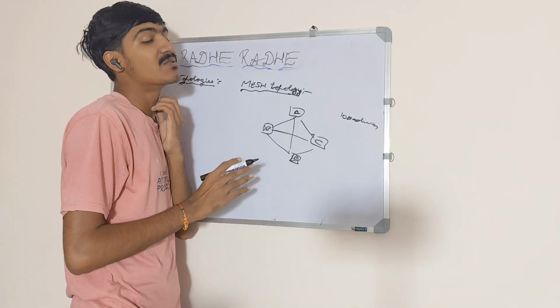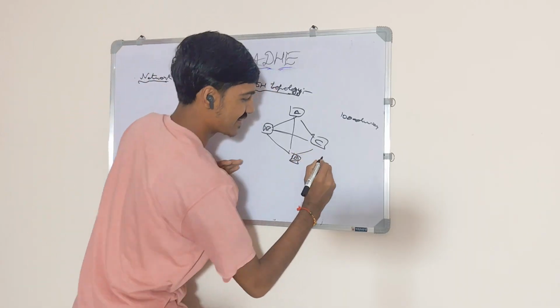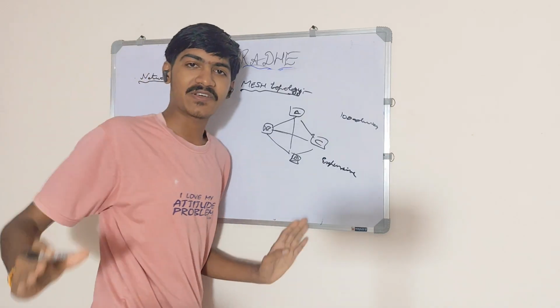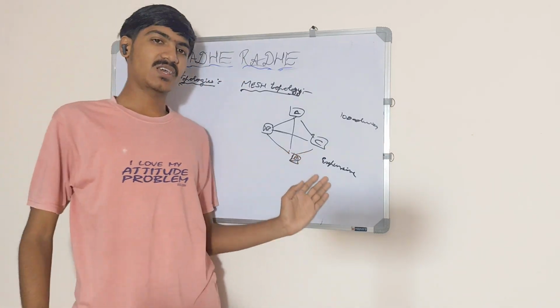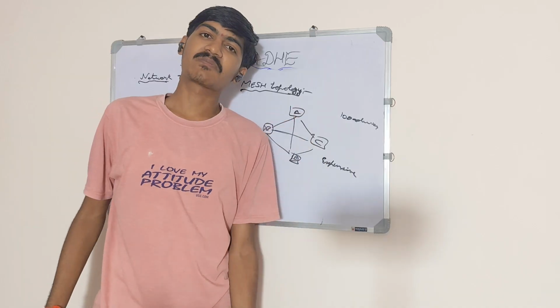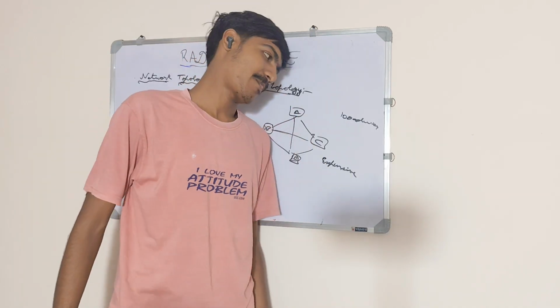That is mesh topology. Biggest advantage is speed. Biggest disadvantage: expensive. Hell lot of expensive. Why? These many cables and links. Even though being expensive, why is this topology being widely used even today? Let me explain.